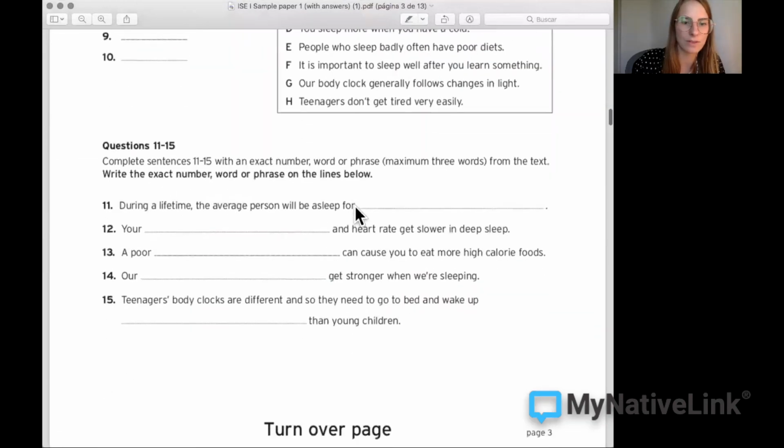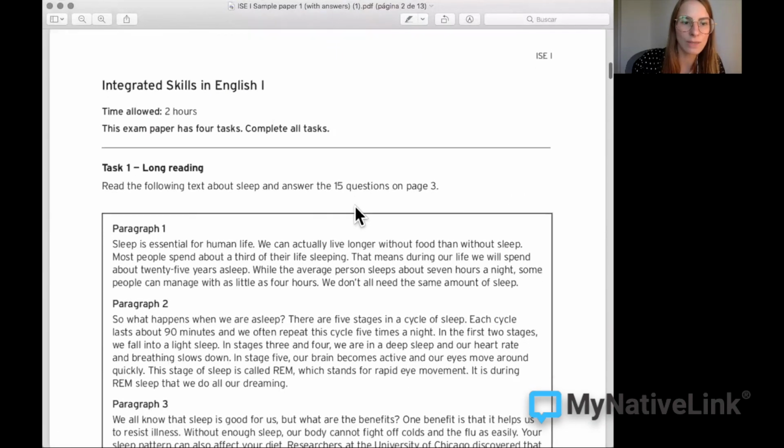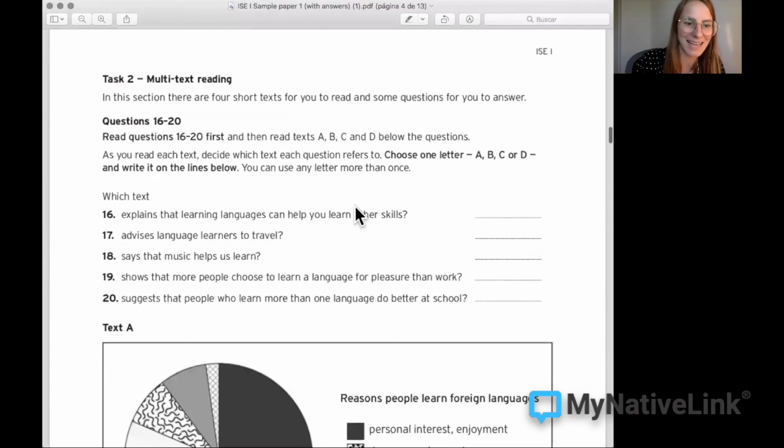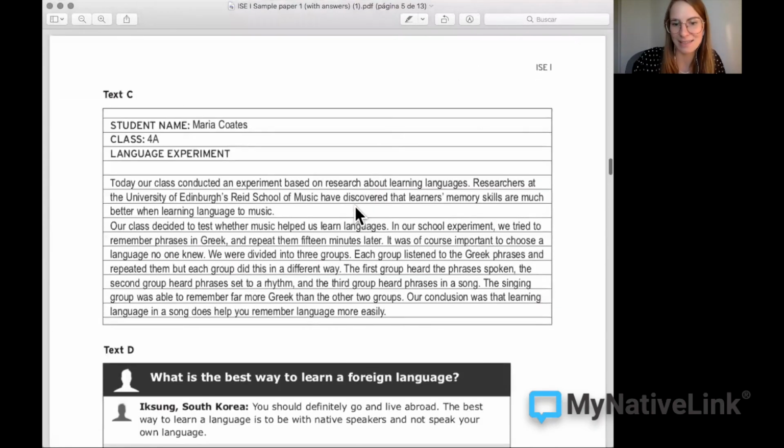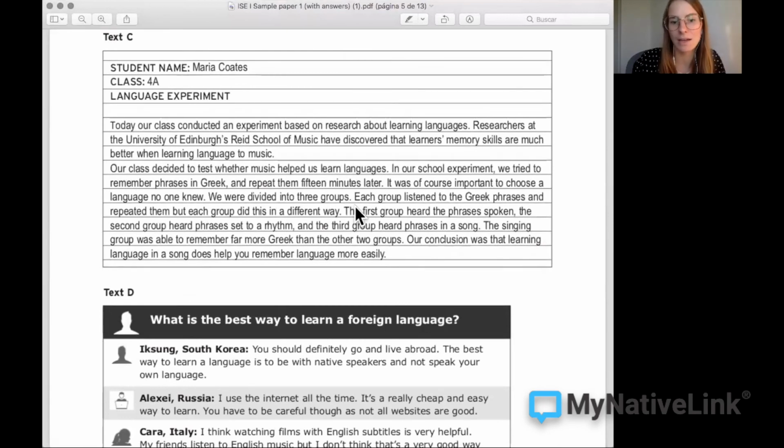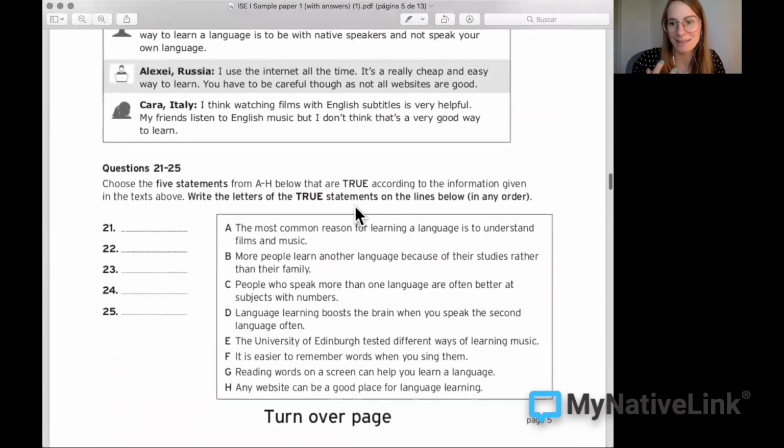Okay, we've got the 2 reading tasks, the long reading task and the multi-text reading. And the questions are very similar. You can practice. My advice to practice this exam is to practice reading quickly, to read quickly and to find the information and to underline the important information. So what's most important is to practice reading different kinds of texts.